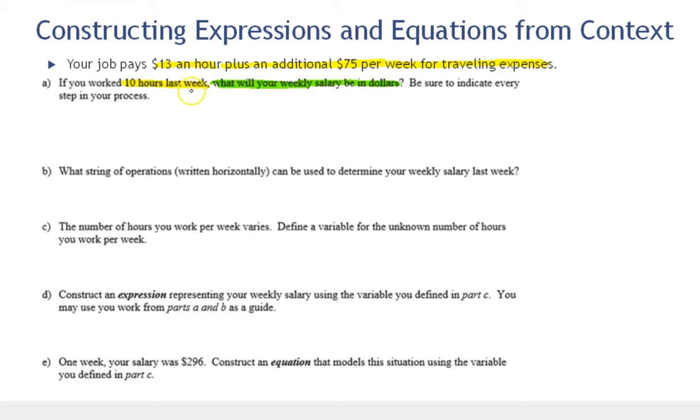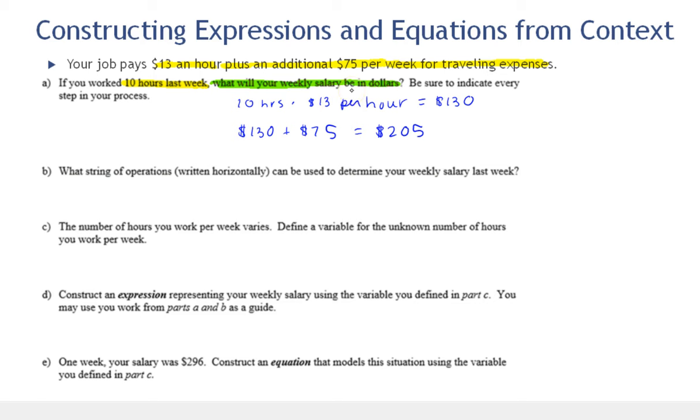Starting with, we know that you work 10 hours and you get $13 an hour. So 10 hours times $13 per hour will give you $130. Okay. Next, we're going to need to add on the $75 you got per week for traveling expenses, and we need to add that on to the previous amount, $130. So we'll take $130, add on $75, and that will give you a total of $205 as your weekly salary.